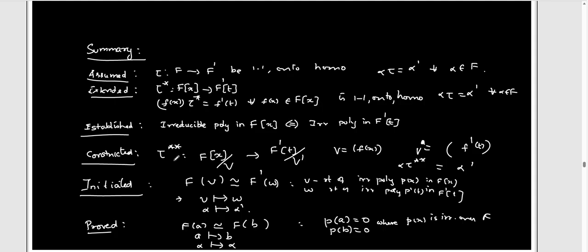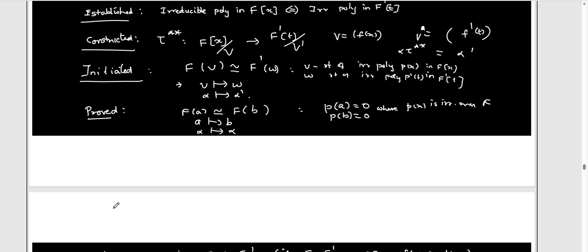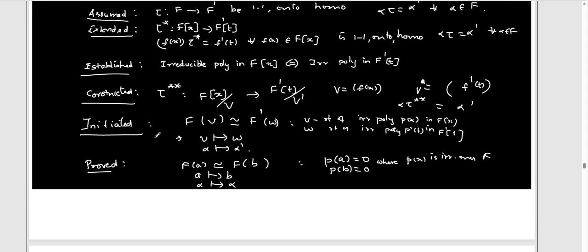And then the next one is initiated. Because of this initiation only are we able to conclude. Even though the base is coming from all this, the actual initiation starts only here: F(a) isomorphic to F prime(w).